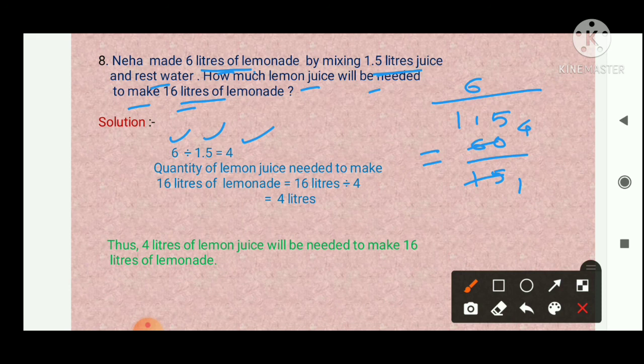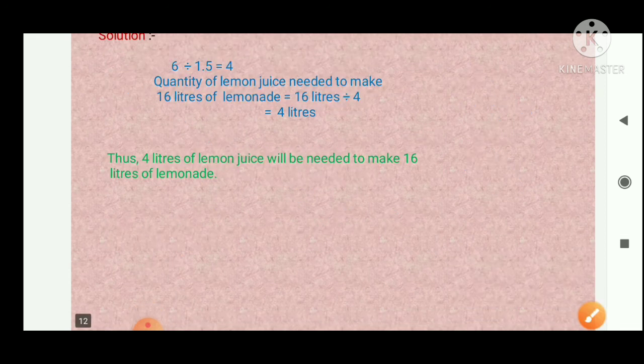But here in this example we have to find out how much quantity of lemon juice will be needed to make 16 liters of lemonade. So how to get it? See student, for the quantity of lemon juice needed to make 16 liters of lemonade, we divide 16 liters by 4. So by dividing 16 by 4 we get quotient 4. So here thus 4 liters of lemon juice will be needed to make 16 liters of lemonade.